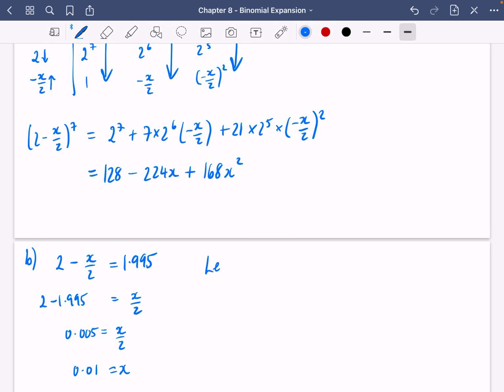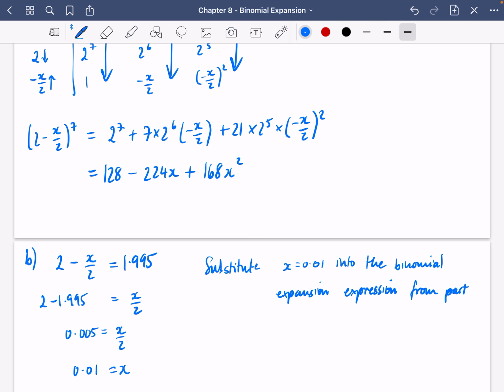So to explain it, I would substitute x equals 0.01 into the binomial expansion expression from part A. Don't even need you to do it, just to say that's how we would do it.